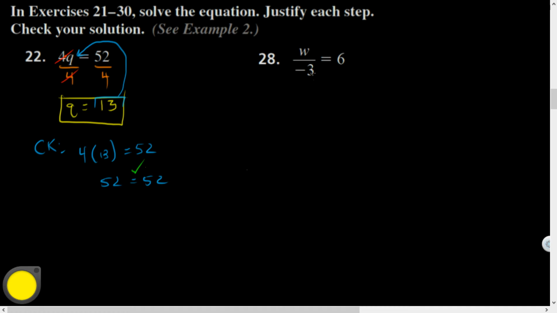All right, this one's tricky, friends. Let's see if I can trick somebody. Is this what I do to both sides? No. What operation is going on between the W and the 3? It's division. And what is the inverse operation? Multiplication. I'm going to multiply both sides.